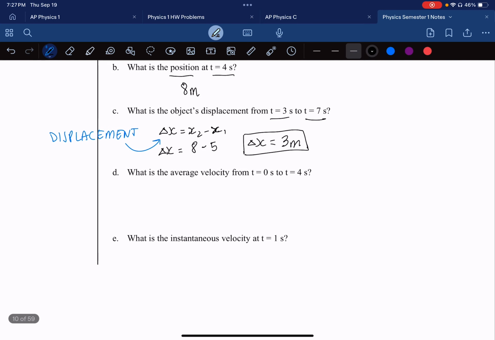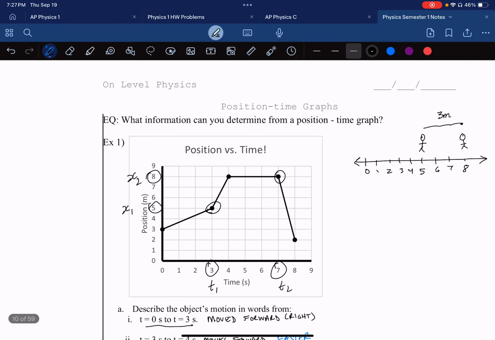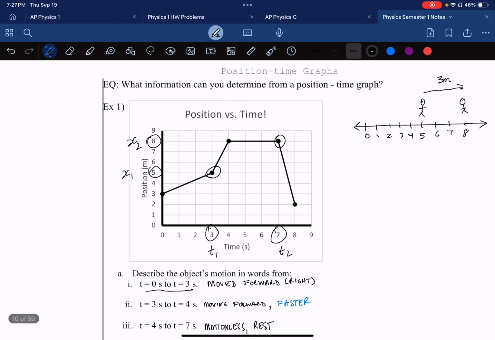Let's keep going. Oh, I'm sorry, I made a mistake there. They moved to the right. How silly of me. We got a positive number. Sorry. So we're showing that the person moved from a position of 5, and later on they were at a position of 8.